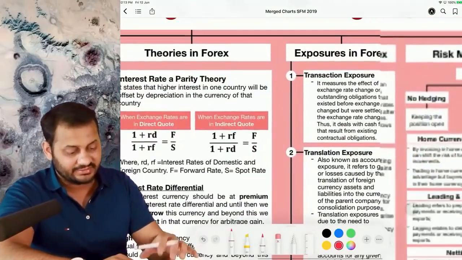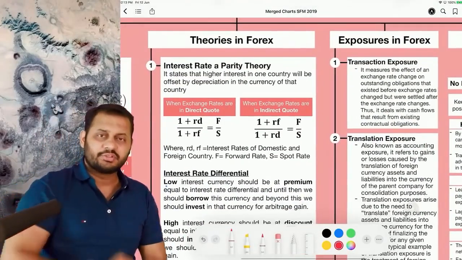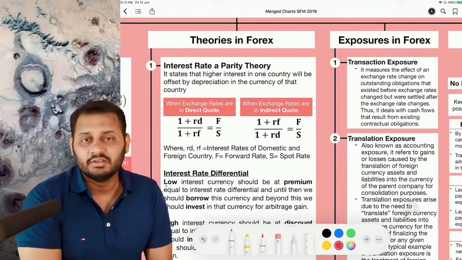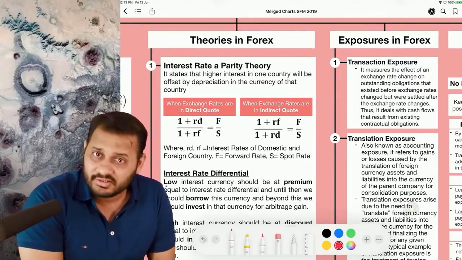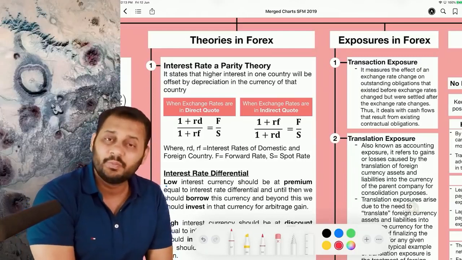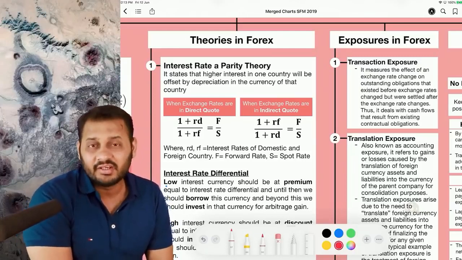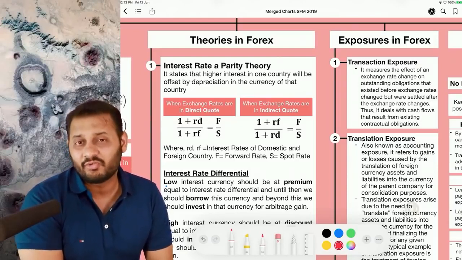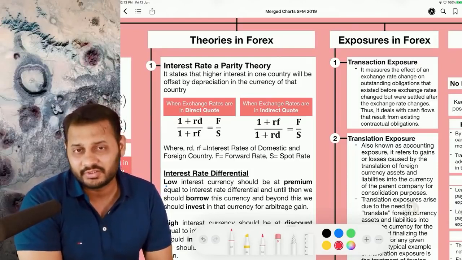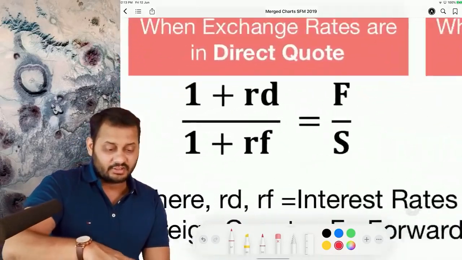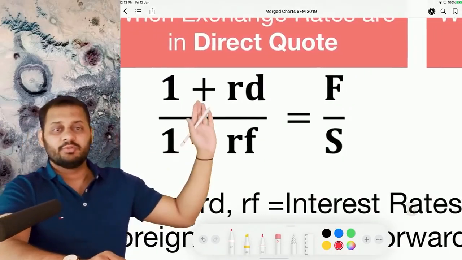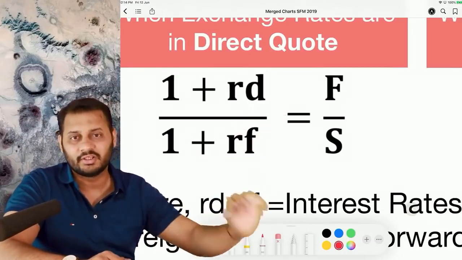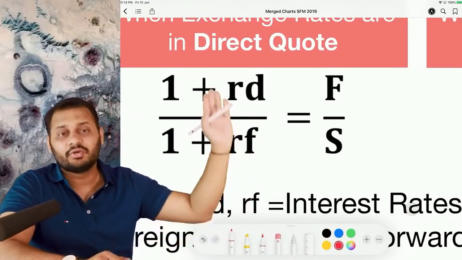Now come the theories in Forex. The most important theory in Forex is the interest rate parity theory. It says that the difference in interest rates of two countries should be compensated by the difference between the spot and forward exchange rate between these two countries. So the basic formula is 1 plus rate of the domestic country divided by 1 plus rate of the foreign country is equal to forward divided by spot, when the quotation is direct.